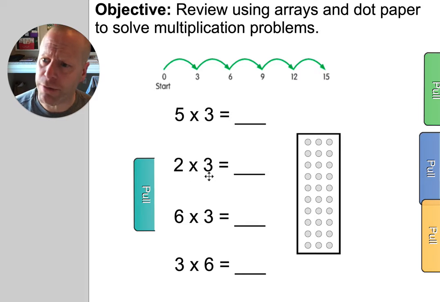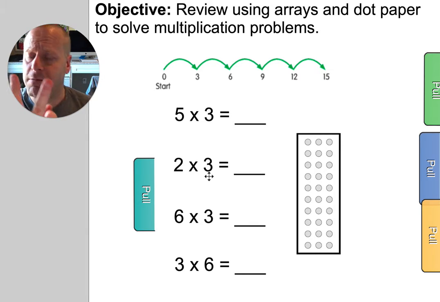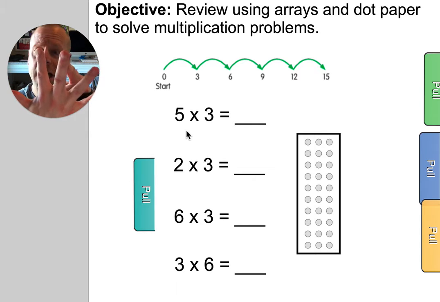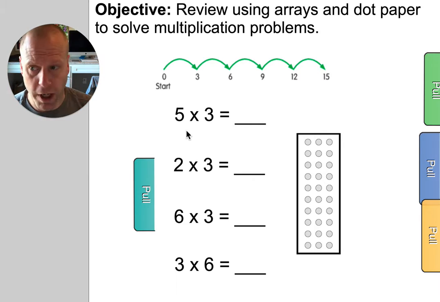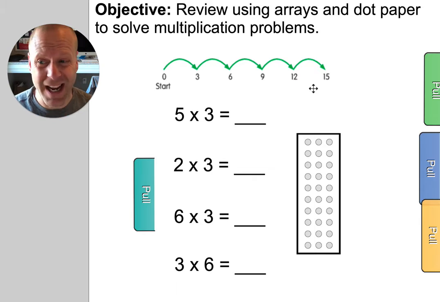How many are 2 3's? Well, you would go 3, 6. How many are 5 3's? 5 fingers and you go 3, 6, 9, 12, 15. Right? If you've memorized that counting. If you haven't, the better strategy maybe for you would be to draw a picture.